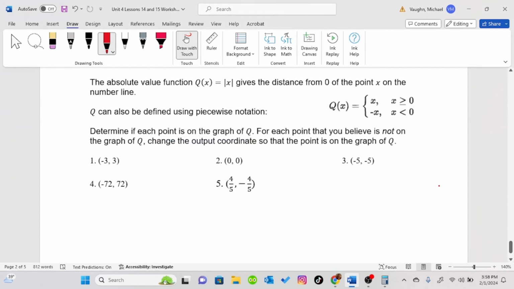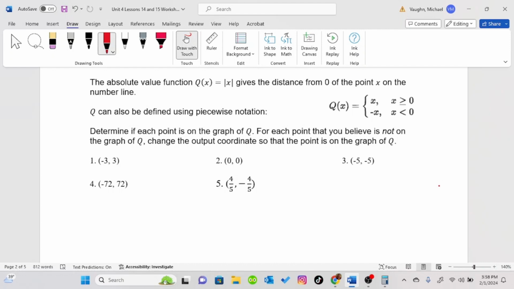The absolute value function Q of x equals the absolute value of x gives the distance from 0 of the point x on the number line. Q can also be defined using piecewise notation. Q of x equals x when x is greater than or equal to 0. But Q of x equals negative x when x is less than 0.